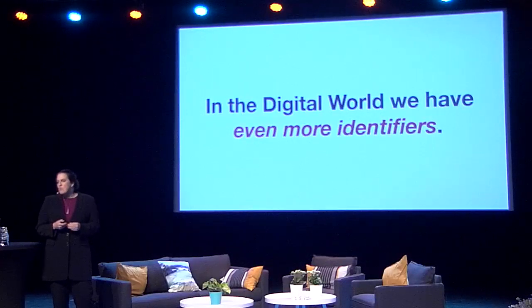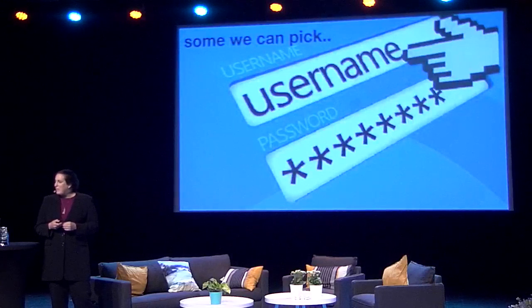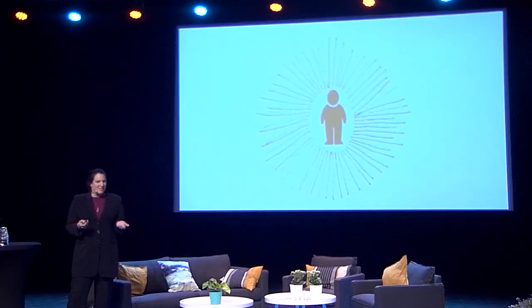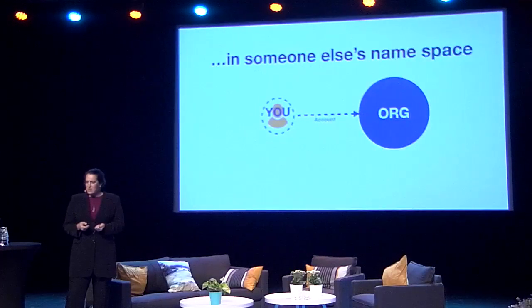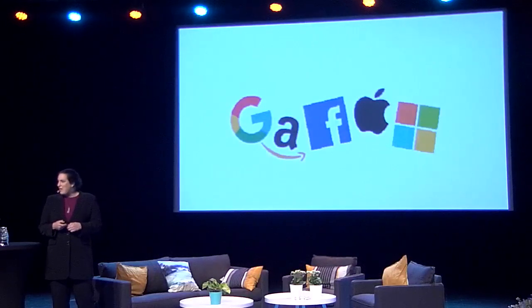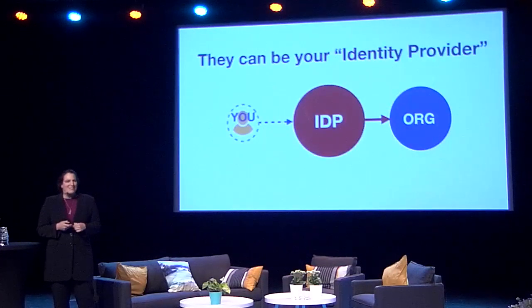In the digital world, we have even more identifiers. Some of them we can pick, like we go to websites and we choose a username, and we'll also pick a shared secret, a password. But then we go around the web and we get hundreds of these, right? So we're all divided up into little pieces, different identities in different contexts. And the other challenge with this is you are in someone else's namespace. When you have an account at any of these services, you're within their domain. And now increasingly we have the opportunity to interact with these forces, GAFA as they're called, and they can be your identity provider. So they create another layer of intermediation between you and the organizations and services you want to connect with.